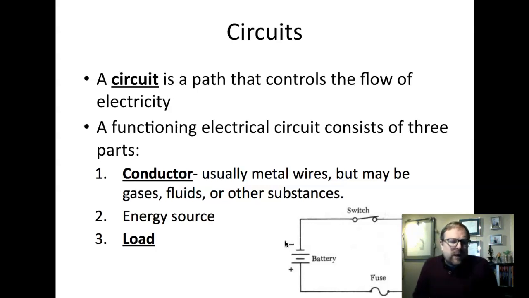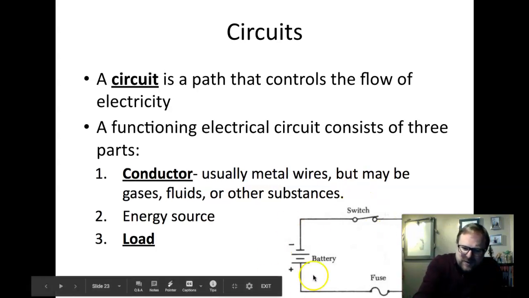So usually they're metal wires that make the conductor, but we can also conduct things through gases, fluids, and other substances, and we'll get to some of those later on in the unit. The other thing an electrical circuit must have is an energy source, and that energy source can come in the form of a battery, a generator, and possibly other things like a chemical reaction, which we'll talk about later on. And then lastly, they must have a load, and a load is the thing that we're hooking the circuit up for.